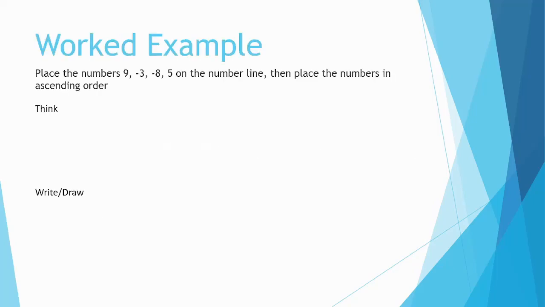So here's a worked example. I'm going to be placing the numbers 9, negative 3, negative 8, and 5 onto a number line, and then placing those numbers in ascending order. So this is actually a question which has two parts to it. So first off, I've got my thinking and my right drawers. The thinking is what's going through my brain, and the right drawer is what I'm showing my teacher so that they know that I understand this topic.